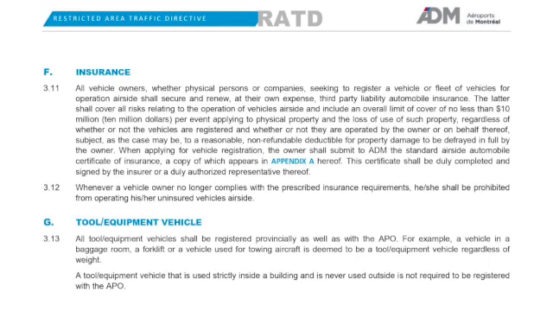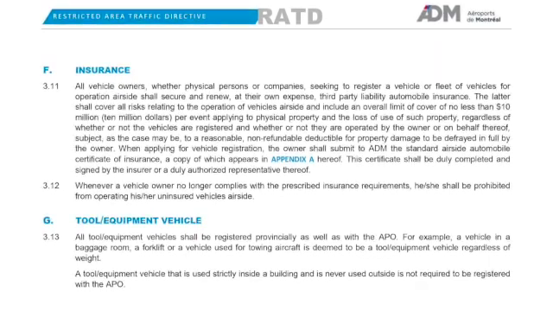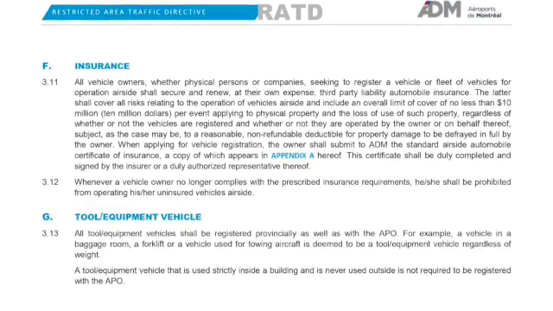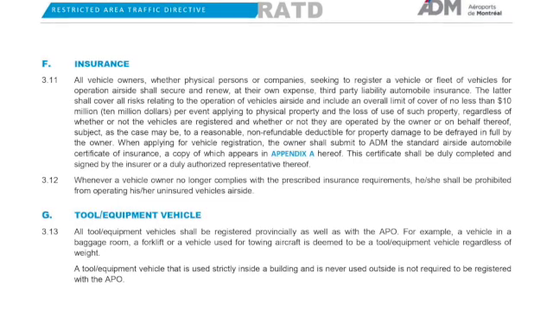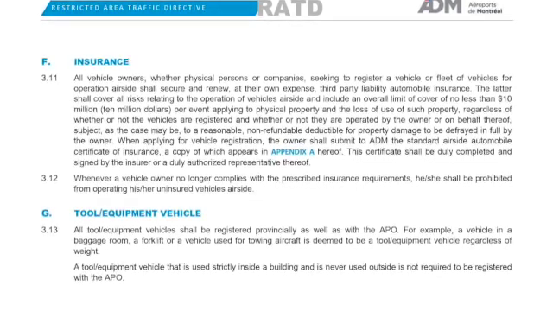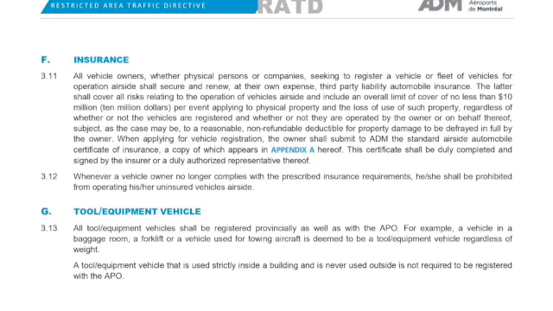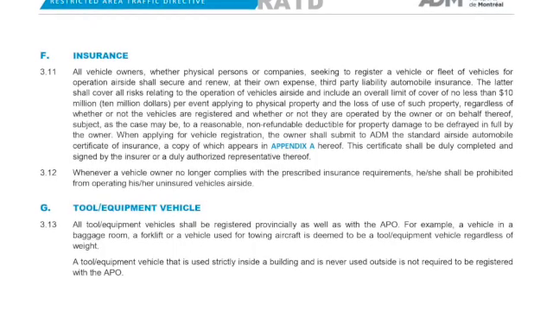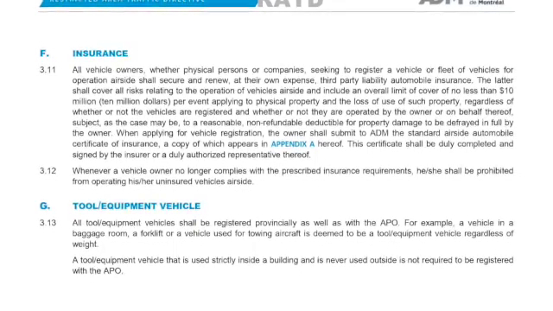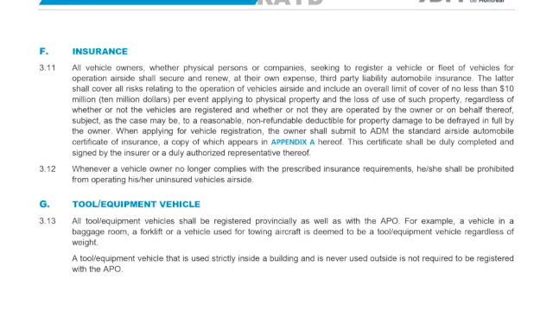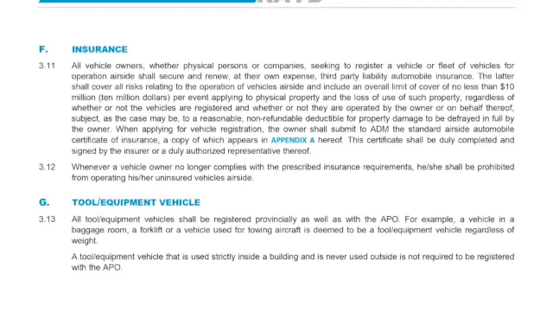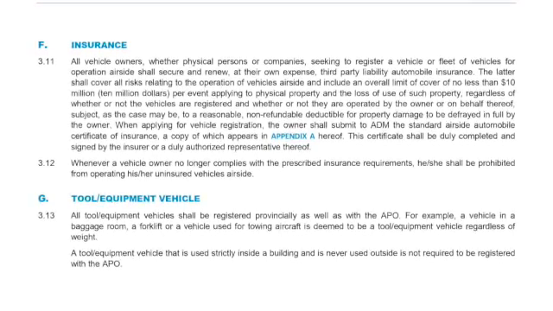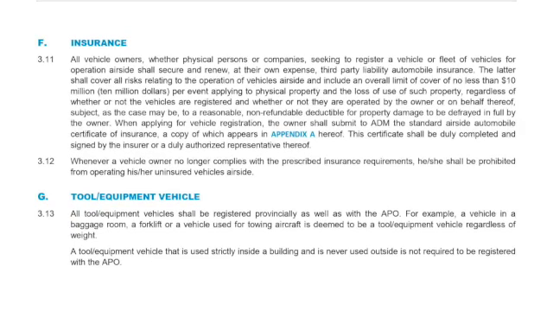per event applying to physical property and the loss of use of such property, regardless of whether or not the vehicles are registered and whether or not they are operated by the owner or on behalf thereof, subject, as the case may be, to a reasonable, non-refundable deductible for property damage to be defrayed in full by the owner. When applying for vehicle registration, the owner shall submit to ADM the standard Airside Automobile Certificate of Insurance, a copy of which appears in Appendix A hereof.